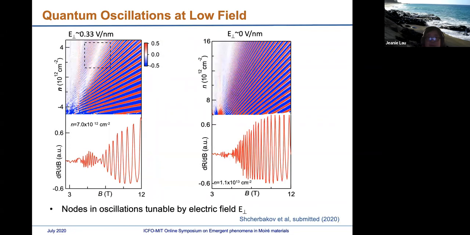Another observation we have is that if we change the electric field applied. This data is taken at a constant electric field of 0.33 volt per nanometer. If we change the electric field to 0, okay, so this is not maintaining 0 electric field across the layers, and take the same Landau fan, we can see that the node has shifted to a different spot. For example, it's a line cut here. So we can see that this beating feature can be changed by the electric field.